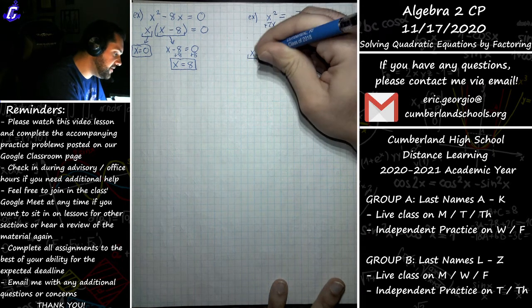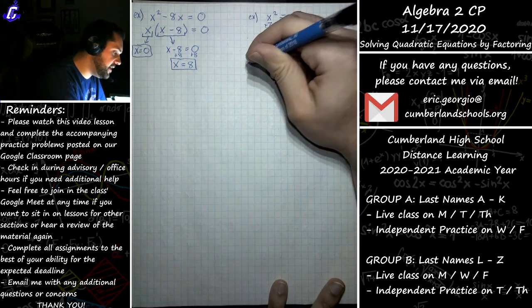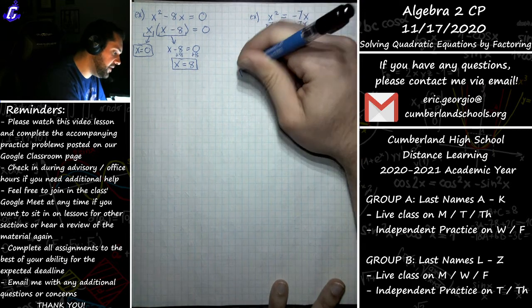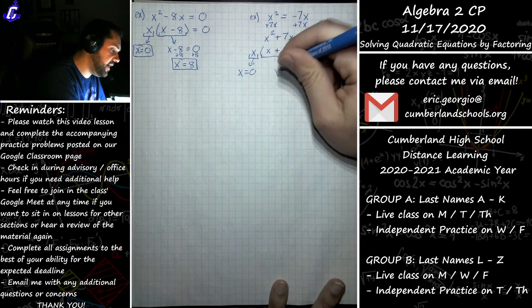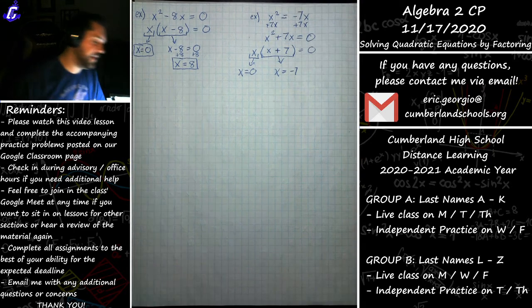We have our two pieces now. One piece times another piece is equal to 0. We'd get x is 0 from this piece. And just to do a little shortcut, x equals negative 7 from that piece.